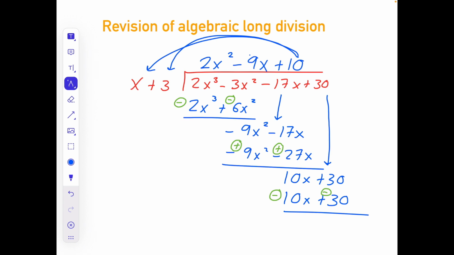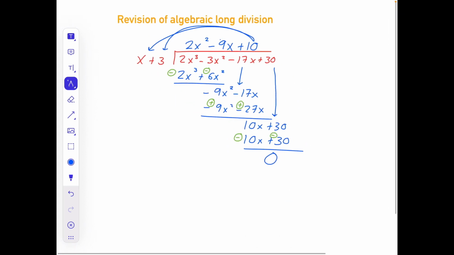That is going to give me 0 at the bottom because 10x minus 10x will give me 0. 30 minus 30 will also give me 0. So that is our long division completed. Now you may be wondering, why do we bother revising junior cert long division? It is because we need long division for the factor theorem.